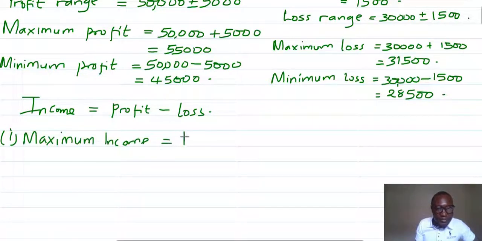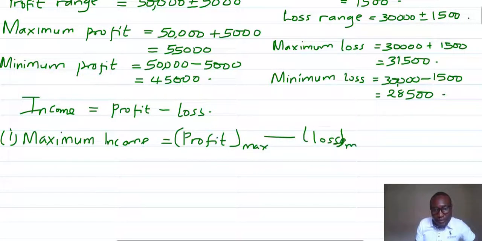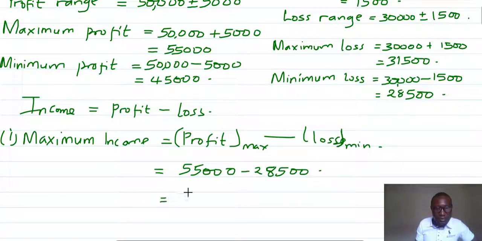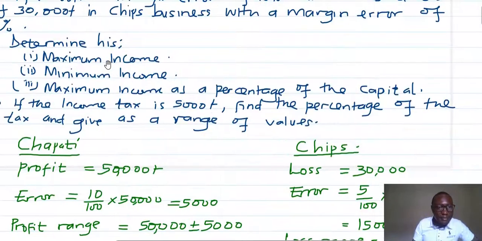Now this here is profit maximized minus losses minimized. But we have the maximum profit, which is here, and it is 55,000. This here is the maximum profit that we have, and the minimum loss is 28,500. So when you subtract here, the maximum income will be 26,500 shillings. So we are done finding the maximum income.